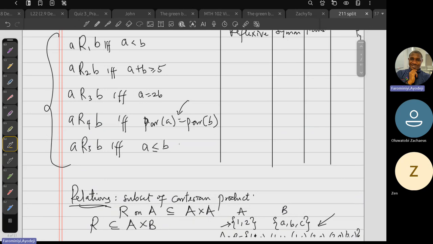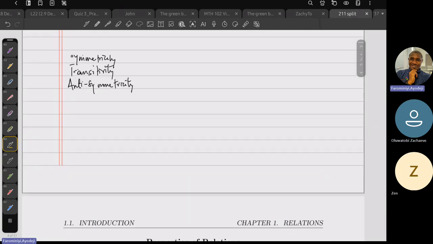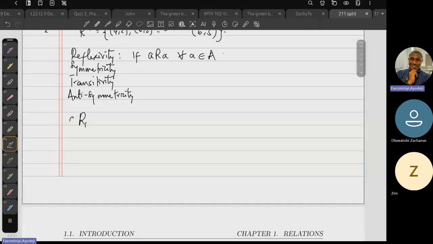All right. So R1 is defined: A is related to B under R1. So we are talking about relationships on integers now. A is the set of integers. So we are looking at elements of integers. A is related to B if and only if A is less than B. So can you give me 3 examples of elements in R1?